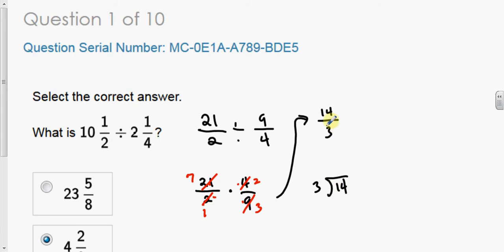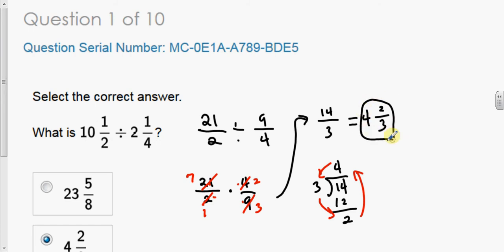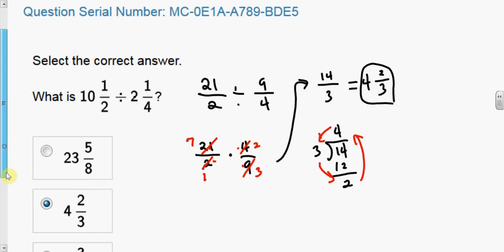Just divide the bottom into the top. 3 goes into 14 4 times. 3 times 4 is 12. Here we have remainder 2. So you recall we're going to write this as a mixed number. The 4 goes down, the 2 comes up, and then the 3 goes down. So we have 4 2/3. Right?